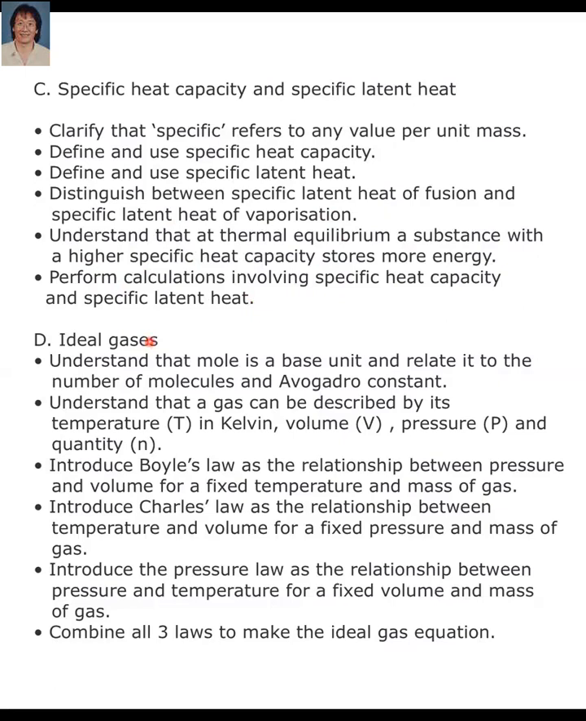Section D, ideal gases. Understand that mole is a base unit and relate it to the number of molecules and Avogadro's constant. Understand that a gas can be described by its temperature in Kelvin, volume, pressure, and quantity. Introduce Boyle's law as the relationship between the pressure and volume for fixed temperature and mass of gas. Introduce Charles' law as the relationship between temperature and volume for fixed pressure and mass of gas. Then finally introduce the pressure law as the relationship between pressure and temperature for fixed volume and mass of gas. Then you must be able to combine all the three laws to make the ideal gas equation.